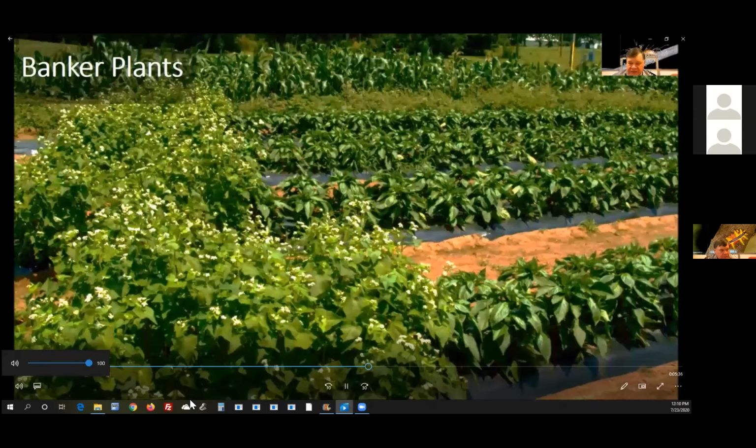Banker plants are types of companion plantings that can be used to build and hold natural enemies as well. In this photo, buckwheat is used to provide nectar to parasitic wasps that attack European corn borers and peppers. Banker plants are frequently used in greenhouses to manage aphids. Farmscaping is a modern term used to describe companion plantings.